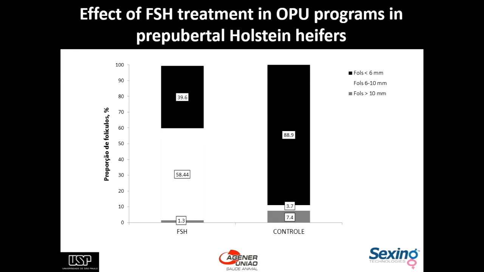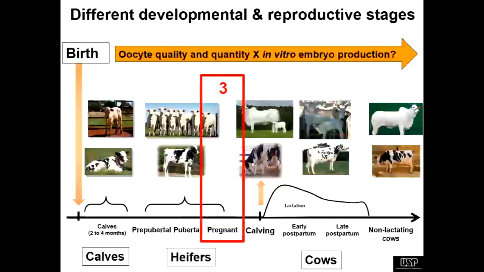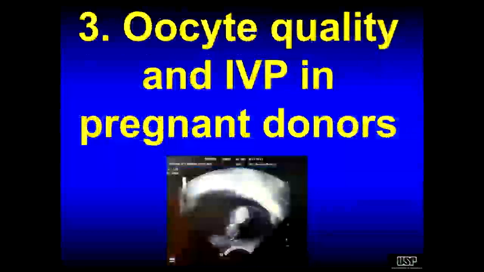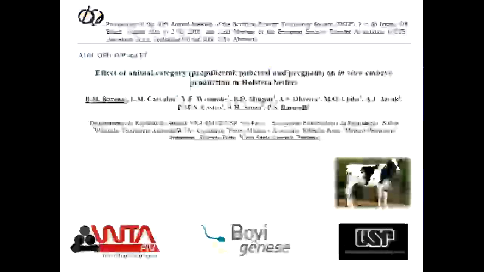So probably, in the literature, when we improve the size of the follicle, we can improve the oocyte quality. We think that because of that, but we are trying to understand this situation better. So what we did also, we compared the quality of the oocyte in pregnant and non-pregnant heifers to understand what happens with the oocyte in pregnancy rate.